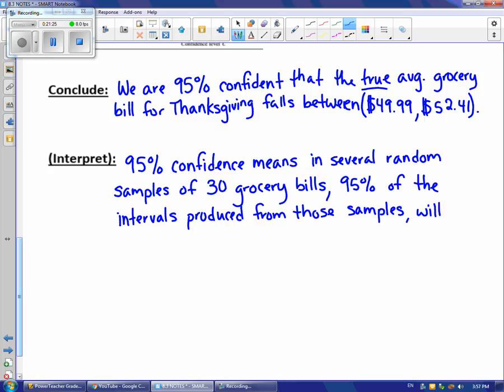will contain the true average cost of the Thanksgiving grocery bill.